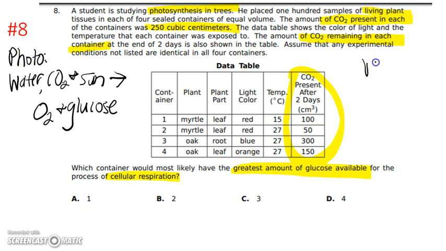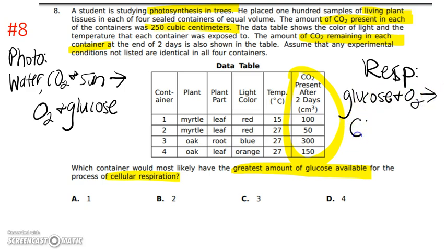In cellular respiration, we're going to have glucose and oxygen going into the equation. We're going to have CO2, water, and ATP produced.